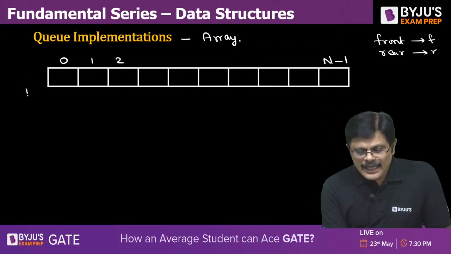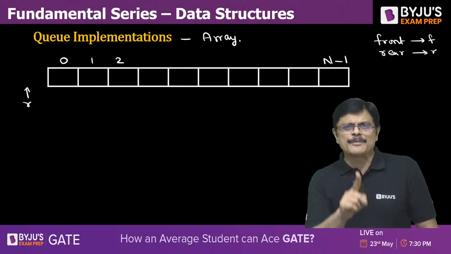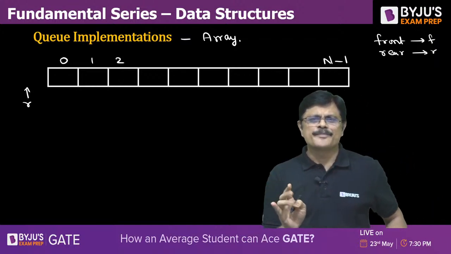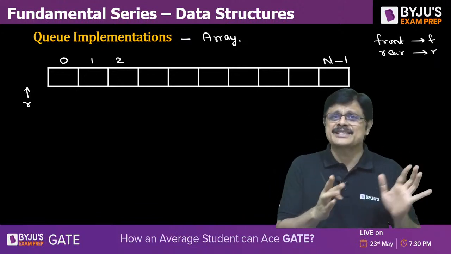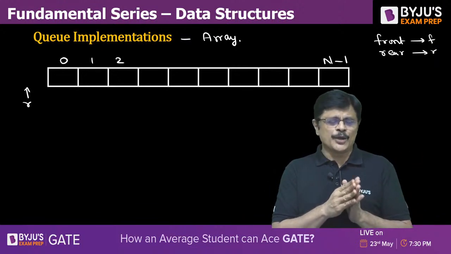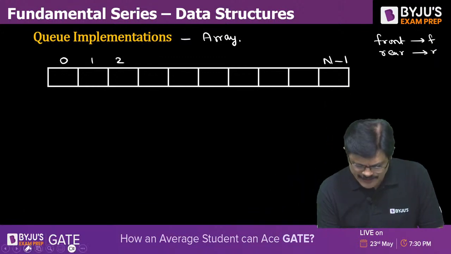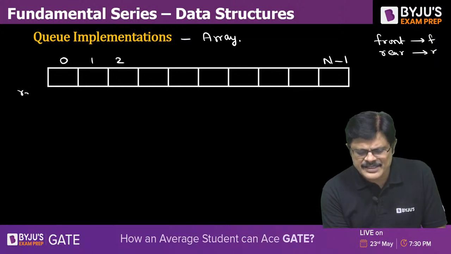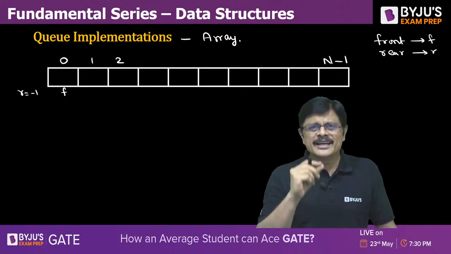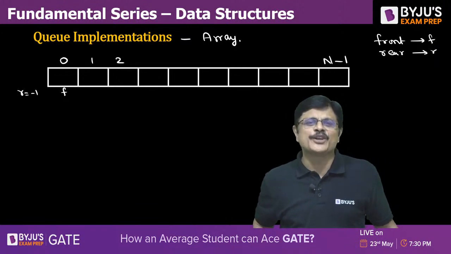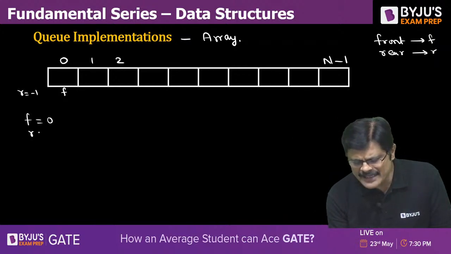Initially we make R equal to minus 1. Here I am showing an arrow, but it is not a pointer, sir. It is just a variable which takes values. Don't misunderstand this as a pointer. If you have that problem, don't draw the pointers; just write R equal to minus 1 initially. F takes an index value, that is F is 0 initially. So initially F is equal to 0 and R is equal to minus 1.